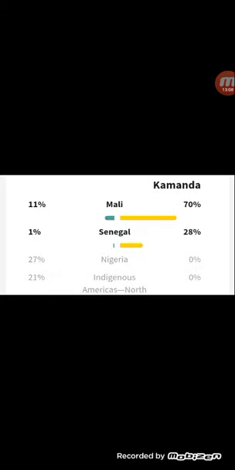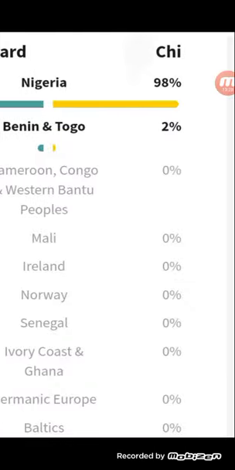This one is one of my most recent cousin matches. I found out about it a week ago. They're 70% Mali, 28% Senegal, and they're a mix of, I think, the Fula and the Mende. That's what I believe she told me.